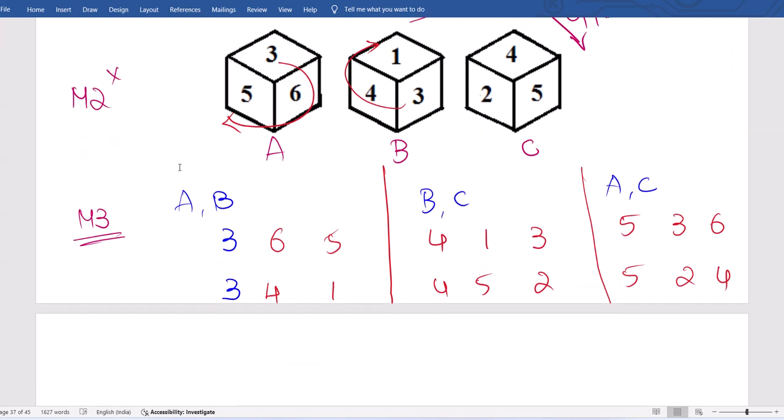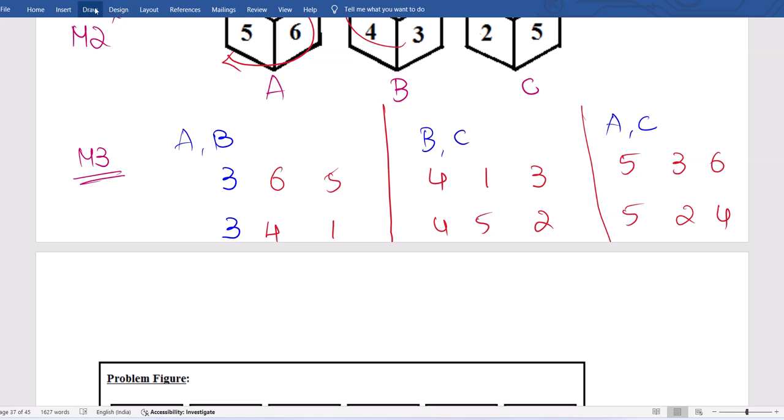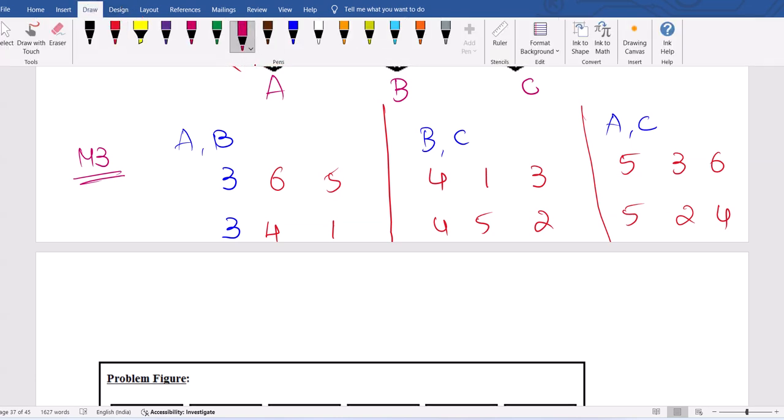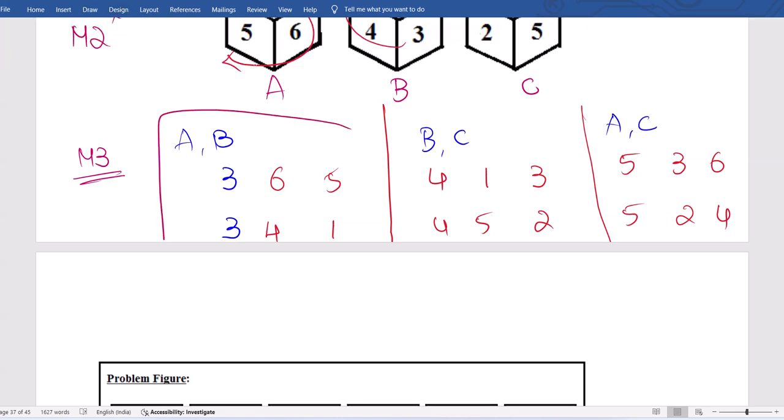How can you give the answer? So listen. Excellent question this is. See, in the A and B combination, 3 is common, ignore it. 6 and 4 are opposite, 5 and 1 are opposite. That's it. What is the question they're asking? The beauty is, 6 and 4 opposite, 5 and 1 opposite. What are the remaining 2 numbers? They must be opposite.